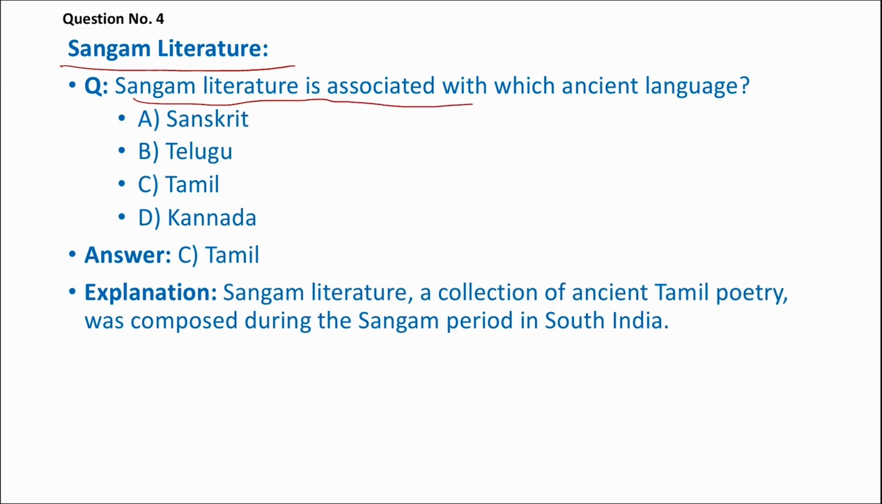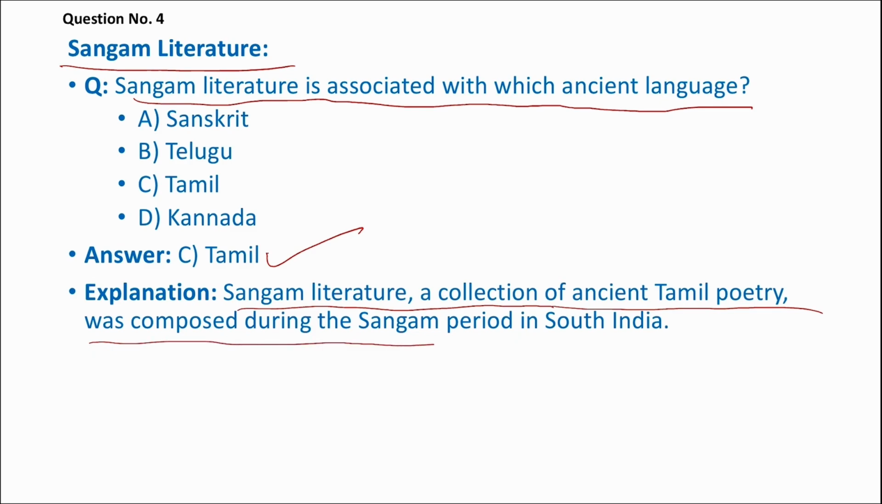The next question is on Sangam literature. Sangam literature is associated with which ancient language? We are very familiar with this. In fact, this is not a difficult question. To make you familiar, we have selected this particular question. Sangam literature is basically related to Tamil. Sangam literature, a collection of ancient Tamil poetry, was composed during the Sangam period in South India.